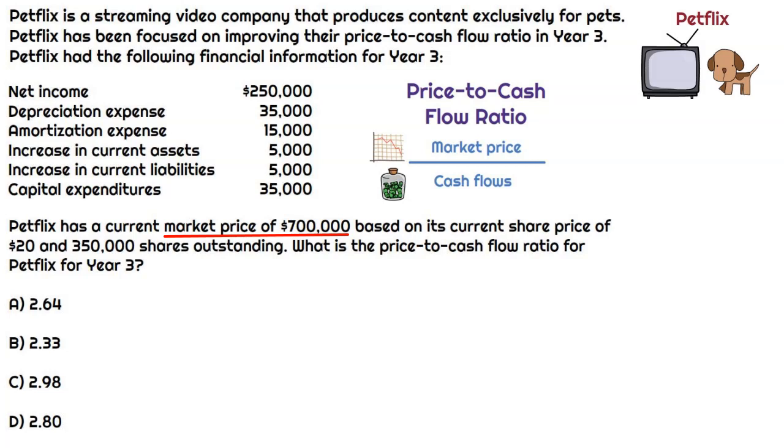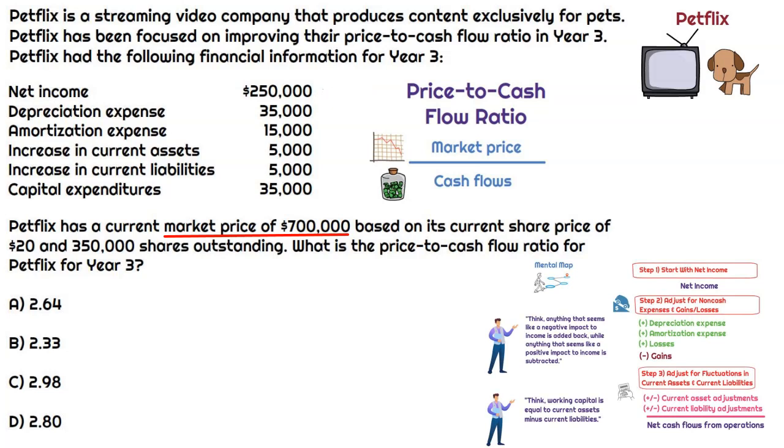So looking back at our formula, we just need to get the market price and then the cash flow. Well, fortunately, we are given the market price. It's $700,000. Now, we could do this on a per share basis or a total basis. It doesn't really matter. So let's just do it on a total basis. So if we have a market price of $700,000, we need to figure out what total cash flows were for year 3.